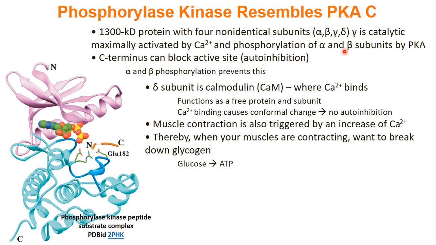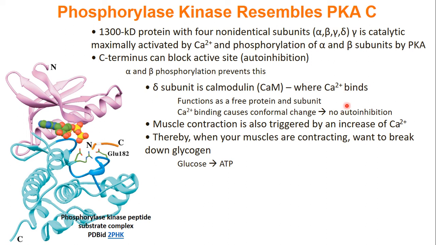Now this delta subunit is called calmodulin. Calmodulin is actually just a common protein in your cell. It's not just found here. It can be found by itself, or it can be found in other proteins. And calmodulin binds calcium. That's what calmodulin does. And when you bind calcium, you also get a change in your conformation, which can no longer have your C-terminus blocking your active site. You stop this autoinhibition.